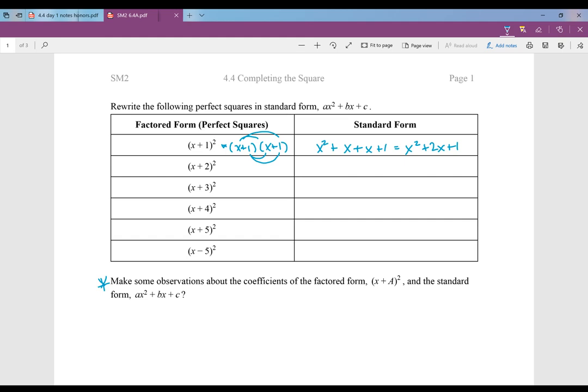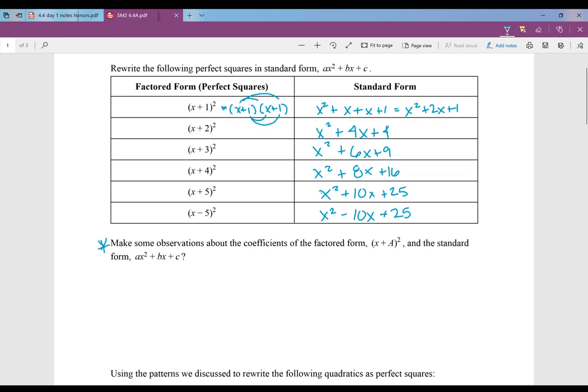All right, so you should have gotten x squared plus 4x plus 4, x squared plus 6x plus 9, x squared plus 8x plus 16, x squared plus 10x plus 25, and x squared minus 10x plus 25. Okay, so what are some observations that we could make?